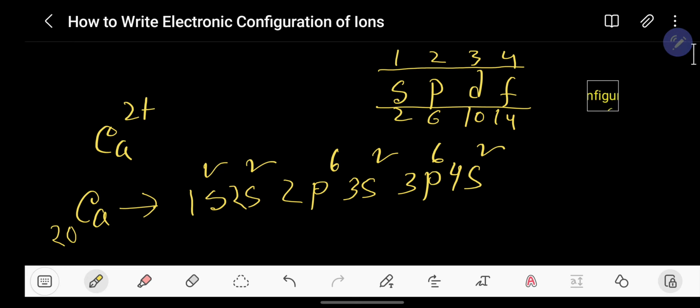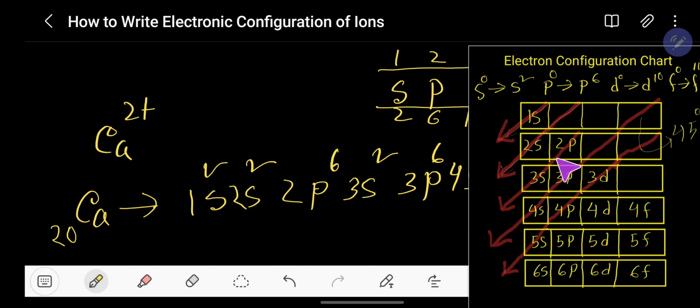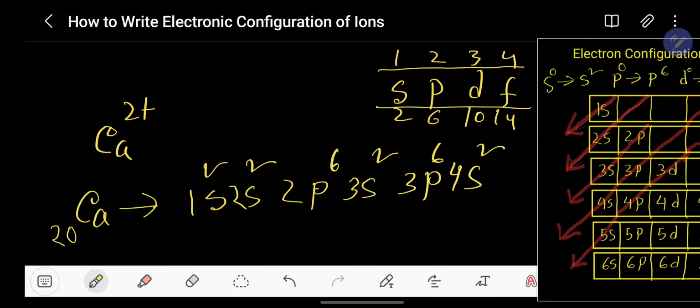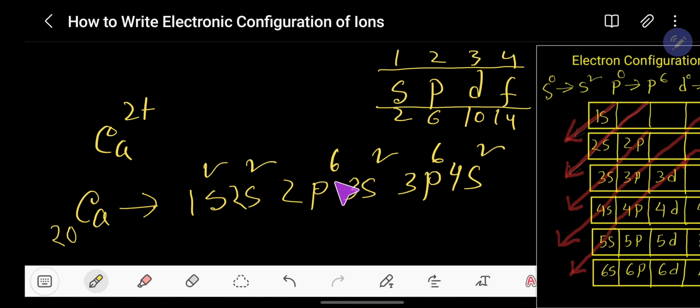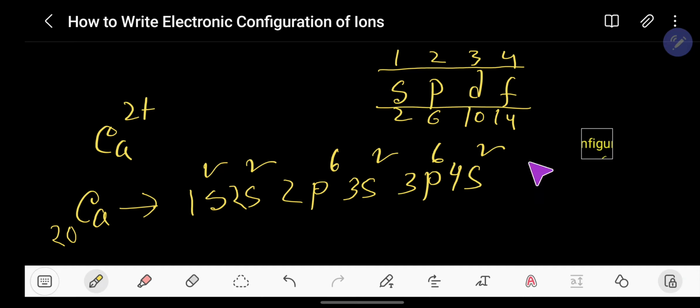Also, you can write the electron configuration of calcium using this diagram. So 2 electrons will go here, 1s2, then 2s2, then 2p6, then 3s2, then 3p6, then 4s2. If you add them, you will get 20 electrons, right? So now we have to write the electron configuration of calcium 2+. That is, calcium 2+ has 2 electrons less than the neutral atom. That is, it has 18 electrons, right? But it has 20 protons but 18 electrons. So 18 electrons will neutralize 18 protons, but there will be 2 more protons. So the charge is here.